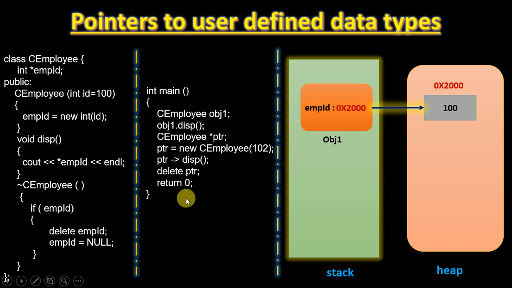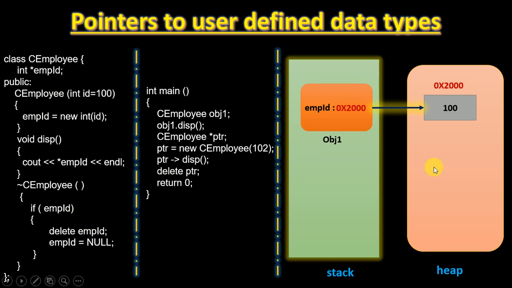Before going to return 0, we still have one more object. Whenever this object is going to be destroyed, again the destructor will be called for this object also. We are not triggering it manually. It will be triggered automatically. So destructors will be automatically triggered whenever the object is going to be destroyed. Now for this obj1 also, the destructor will be called.